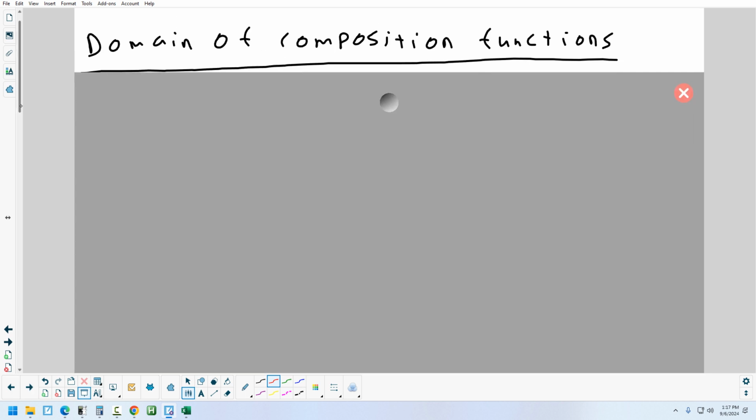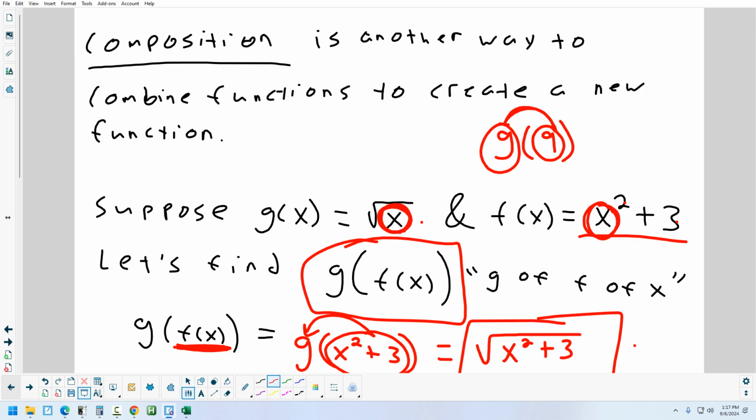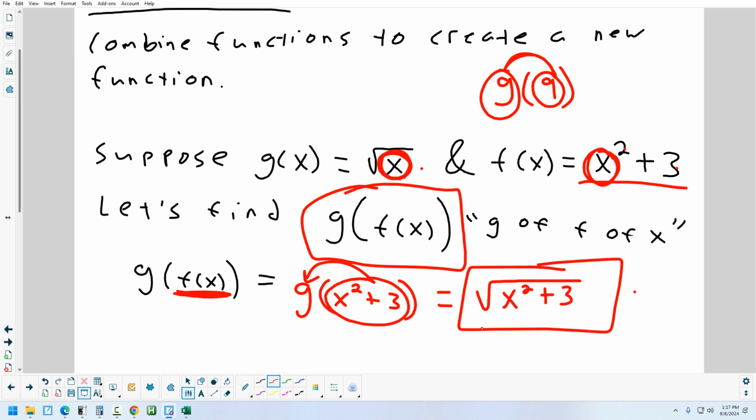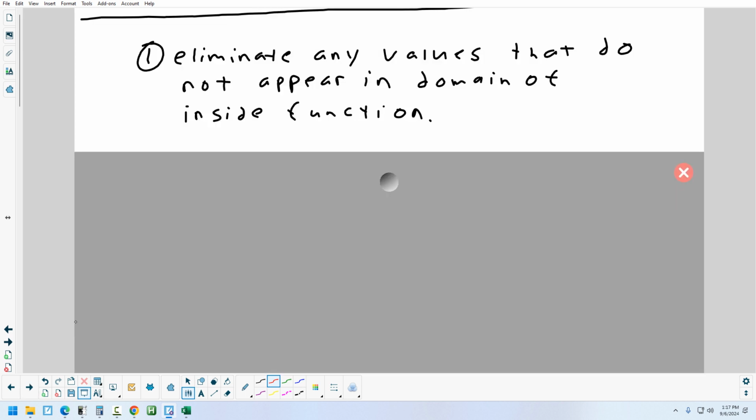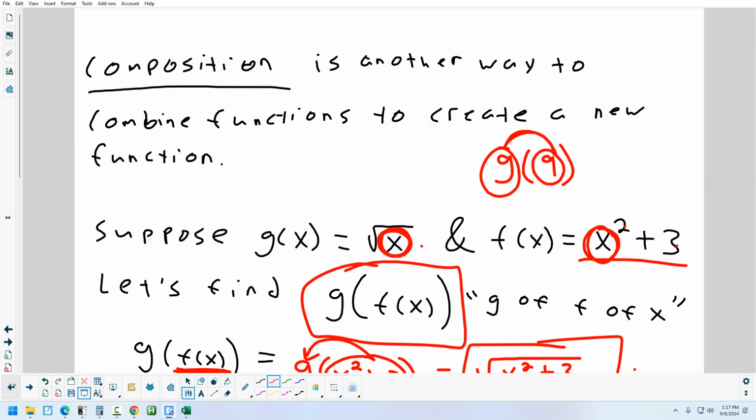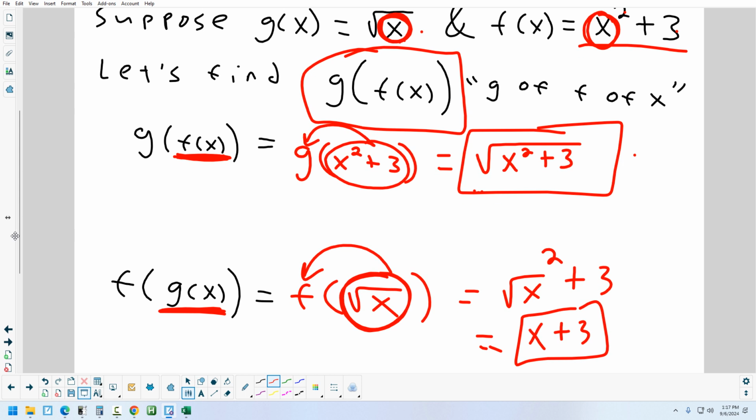But what I want to look at is, once we combine them and you get this final answer, what is the domain? There are 2 steps to figure out the domain. When you combine functions with composition, there's an inside function and there's an outside function. The inside function is the one that's in between the parentheses. The outside one is the one that's in front. So you start by looking at the inside function.